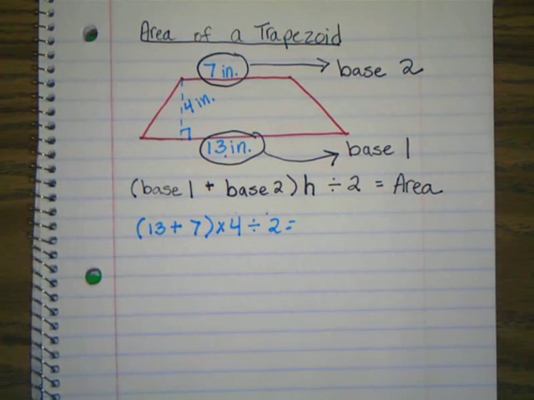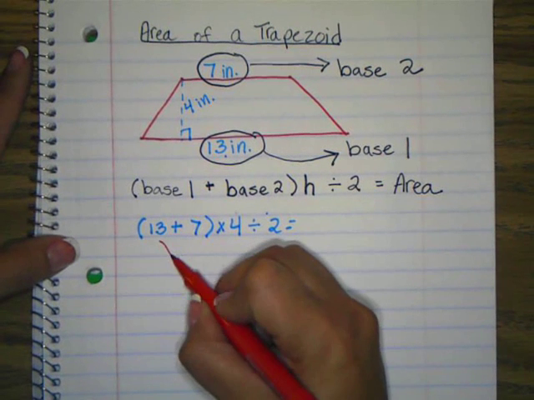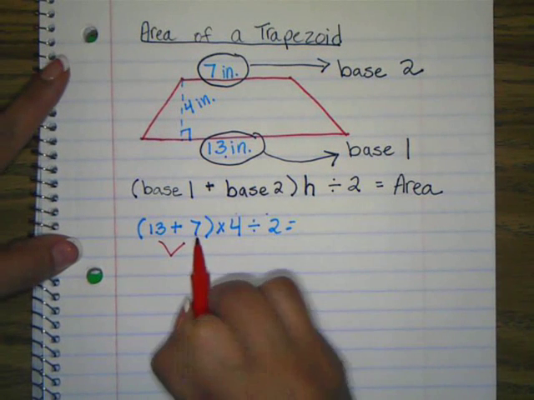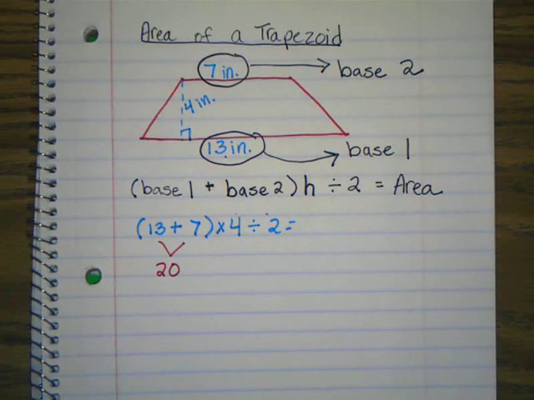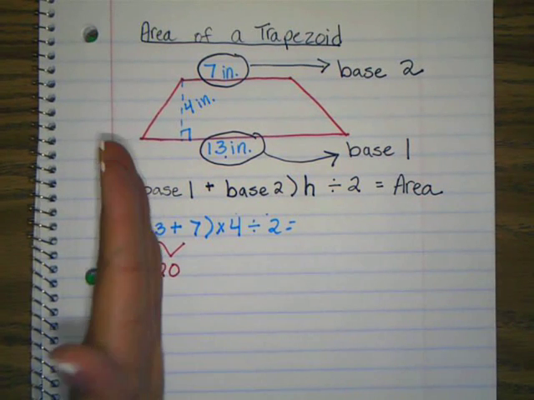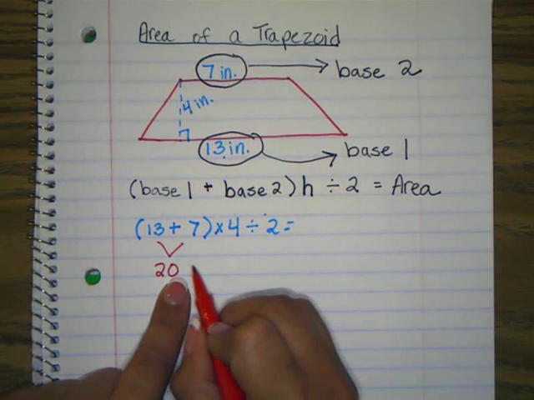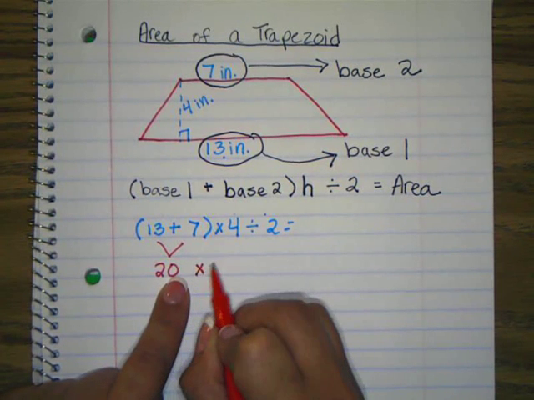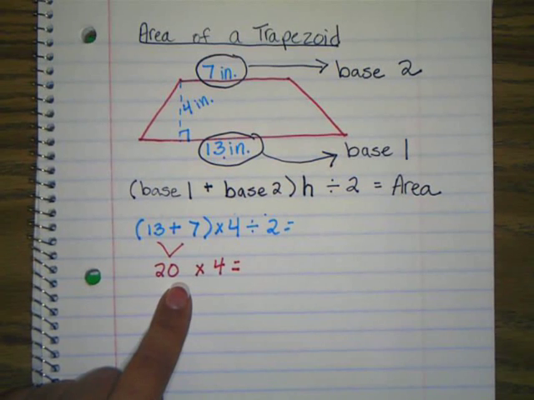So to show my thinking, I'm going to do a little caret. 13 plus 7, I know that, 20. What do I do second? Kyle. You times it by the height, which is 4. So then I just go left to right. So 20, to show my thinking, I'm going to write times 4. Everybody, what is 20 times 4? 80. So I'm going to write down 80.